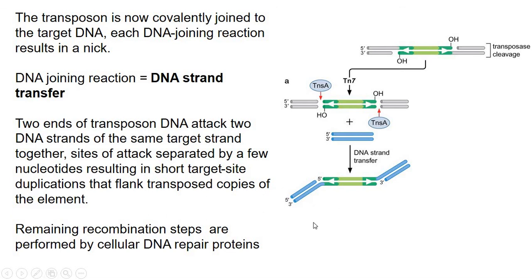Once this happens, the remaining recombination steps are performed by cellular DNA repair proteins. That means they will fill this gap. The DNA polymerase will fill this gap, and ligase will ligate the sugar phosphate bond.